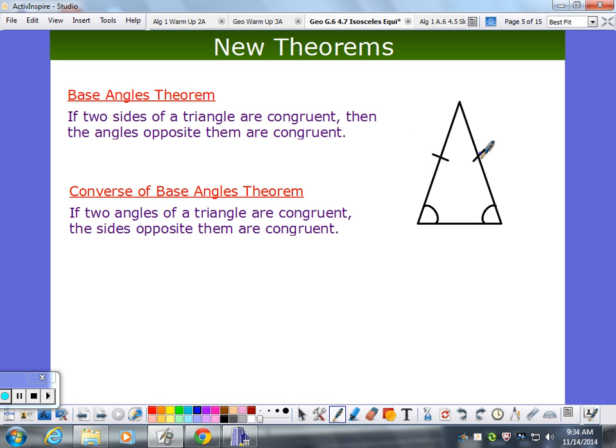So, okay, what's the base angle theorem? You have an isosceles triangle. You know two sides are congruent. That means that the base angles will be congruent. The converse says, if you have a triangle and you have these two things congruent, then the sides opposite are congruent. Basically, if these two angles are congruent, you have an isosceles triangle. Yes, sir? Is this like the hinge theorem in what way?